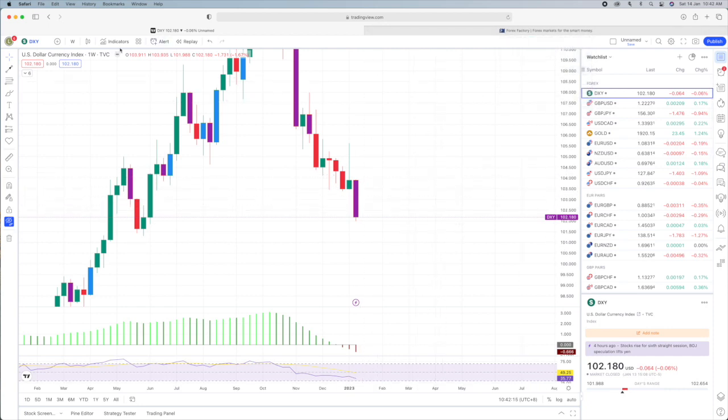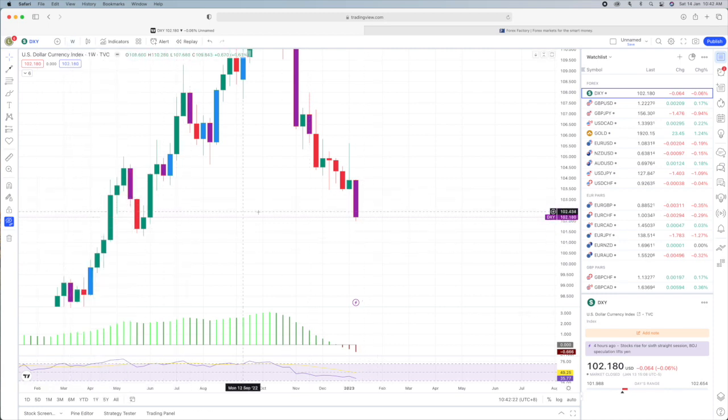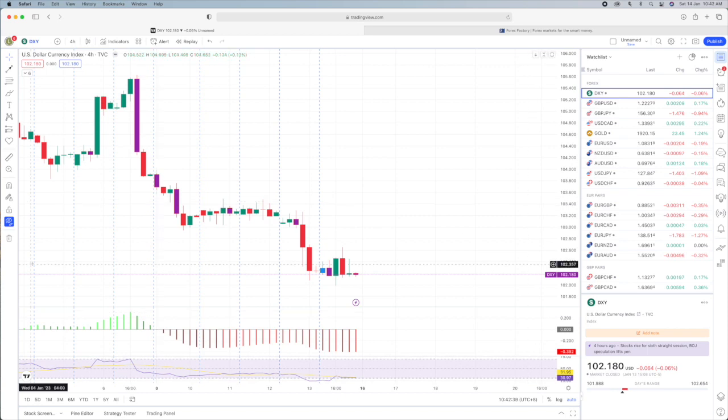That's what happened. Now if you go to the 4 hour, you can see on the weekly there's still this low here, and obviously there's some liquidity here, so we can expect the market to fall a little bit more and then shoot back up. So I'm expecting something like this.